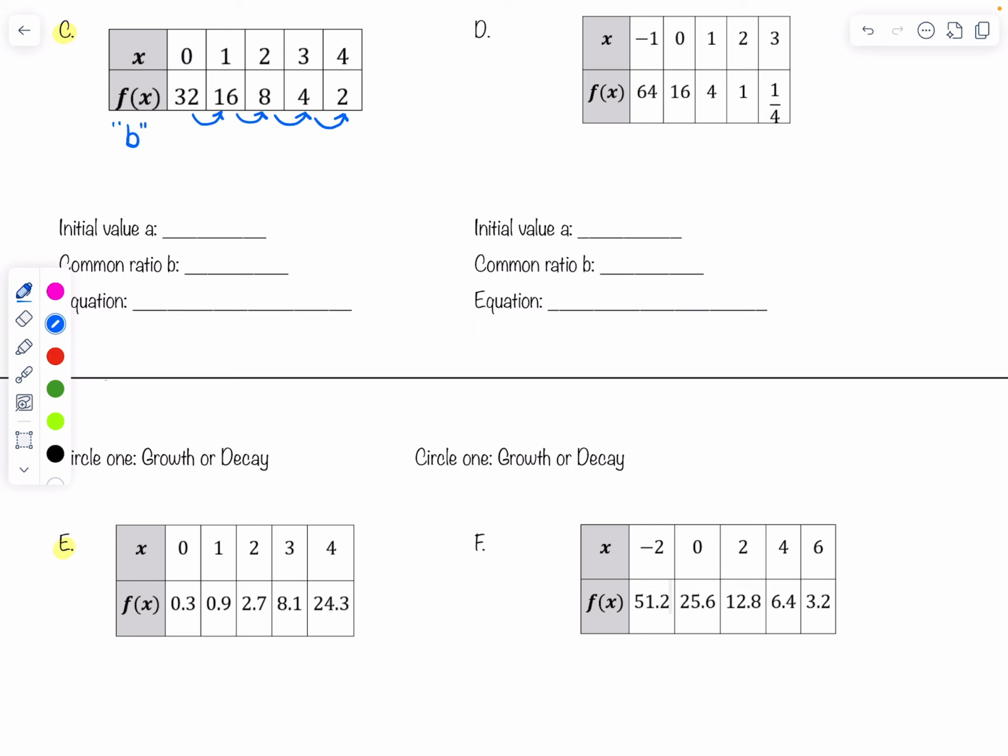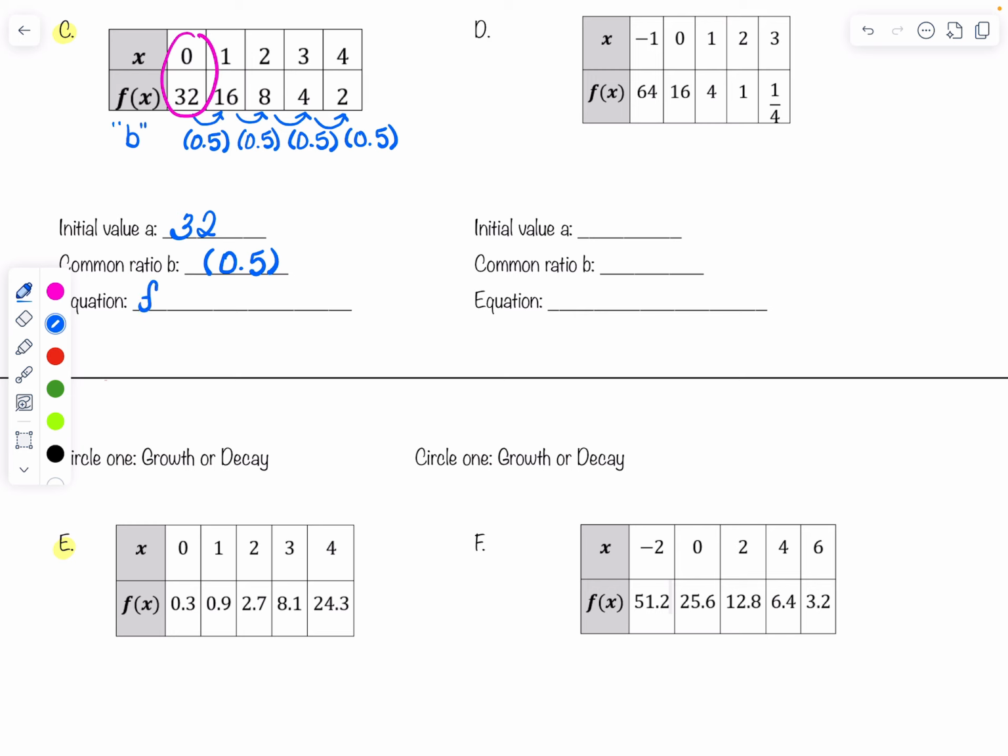So 16 divided by 32, if I wanted to do it that way, would be 0.5. 8 divided by 16 is 0.5. So what are they multiplying by each time? 0.5. Now, that's also the same thing as 1/2, but unless the answers give us fractions, we're okay to use decimals. So our B value is 0.5. To find our A value, look for our y-intercept, (0, 32). So A is 32.